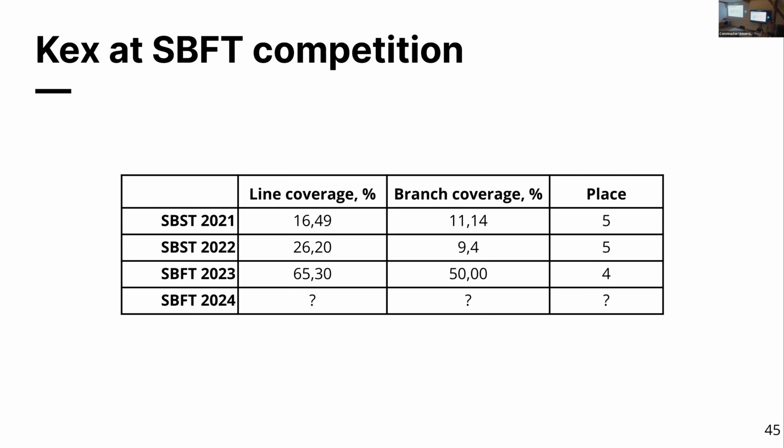What coverage does the first place have? The first place is the EvoSuite tool, which I mentioned before. It's a search-based tool, which is basically state-of-the-art in automatic test generation, not considering LLMs. I think it varies from 60 to 90, closer to 90 in many cases.